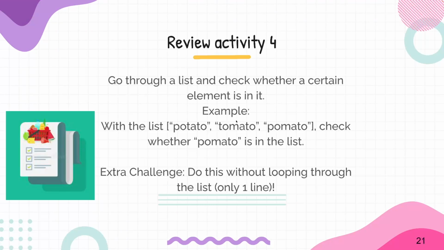Let's do a quick exercise. In this exercise, we will go through a list and check whether a certain element is in it. For instance, with the list potato, tomato, tomato, check whether tomato is in the list. There are two ways to do this. As a challenge, try doing this without looping through the list. Please take a moment and pause this video. Do this activity.